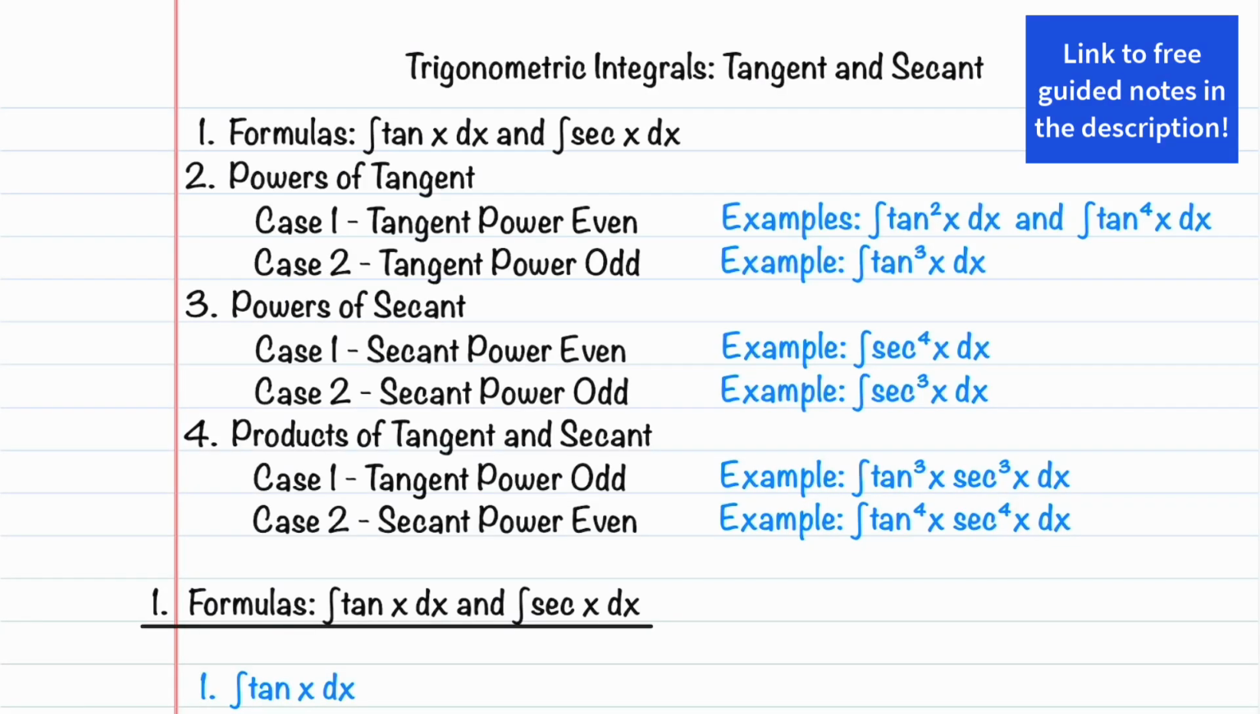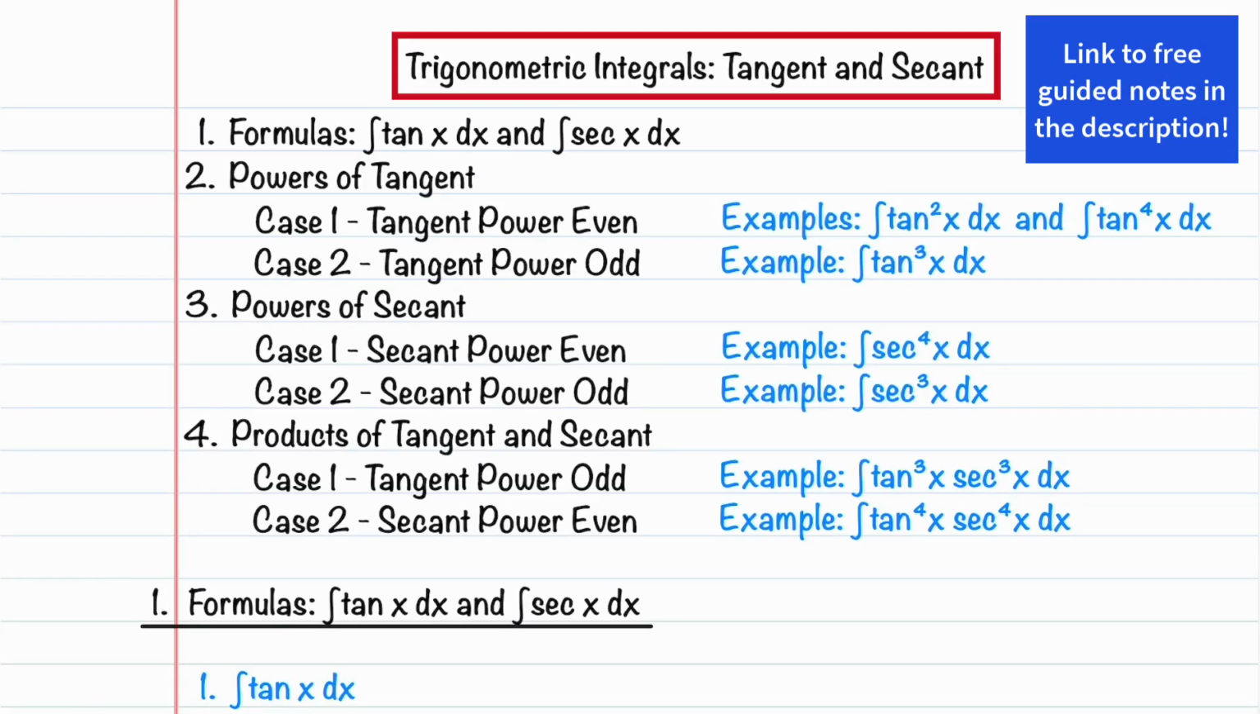In this video, we're going to learn how to evaluate trigonometric integrals involving powers and products of tangents and secants. Just like with powers of sine and cosine, the method we'll use will depend on the powers in the integrand, and we'll use trigonometric identities to rewrite the integral into a form that's easier to integrate.